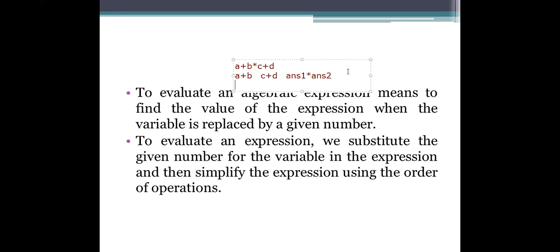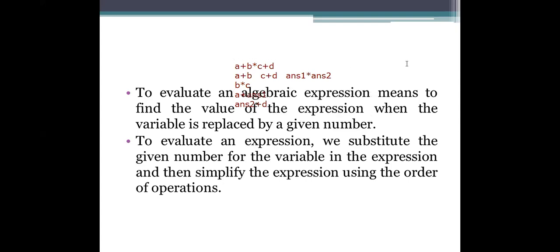And another possibility here is, first A and D are being separated. We need to evaluate B into C, and we need to add A plus the answer we found, and in another step. So likewise we will do our own assumptions and we will perform the actions here.